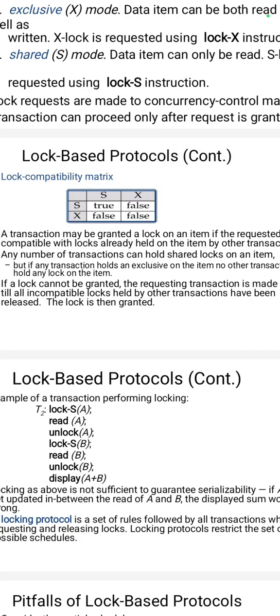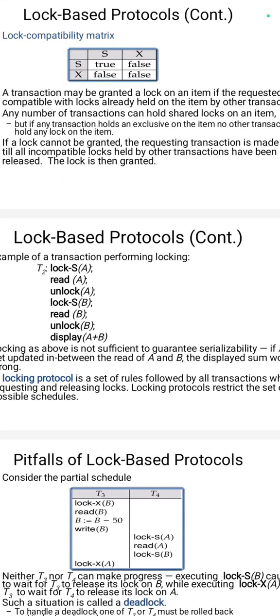So this is an example where we are performing the lock-based protocol. Example of a transaction performing locking. There is a transaction T2. T2 does lock-S(A). A is locked in shared mode, then data item A is read and then unlocked. Then data item B is locked in shared mode, read, and unlocked. Display A plus B. Locking as above is not sufficient to guarantee serializability. If A and B get updated in between the read of A and B, the displayed sum would be wrong.